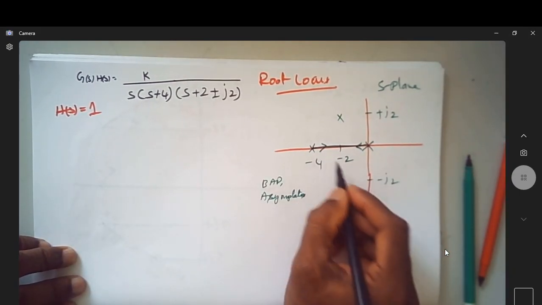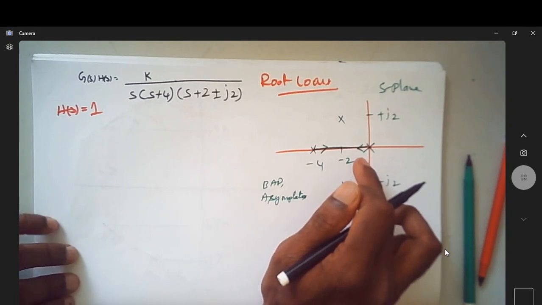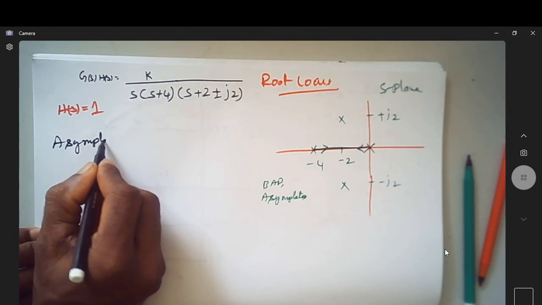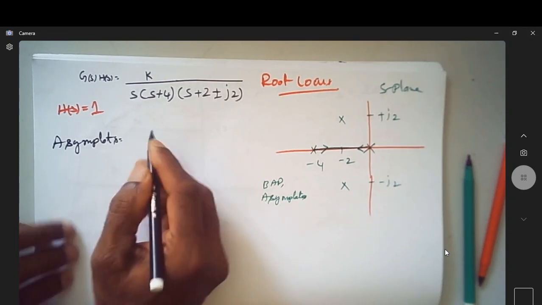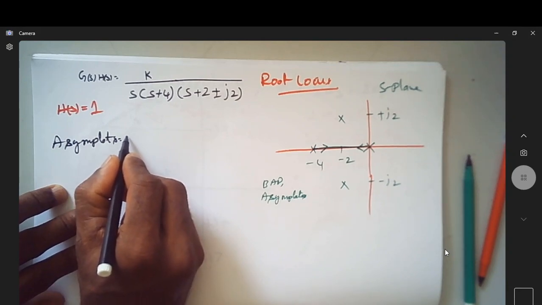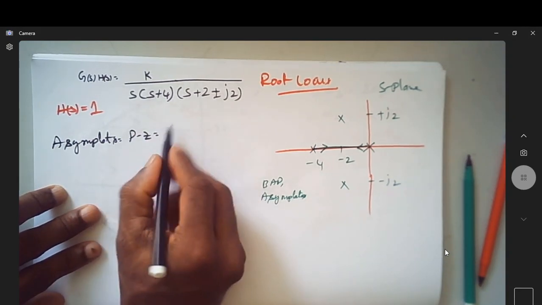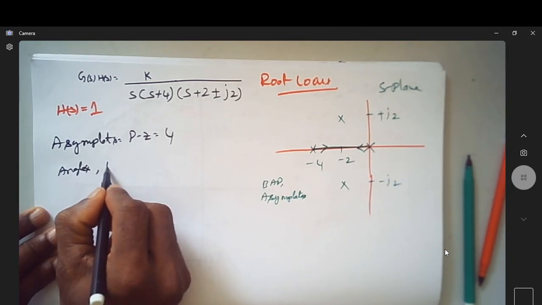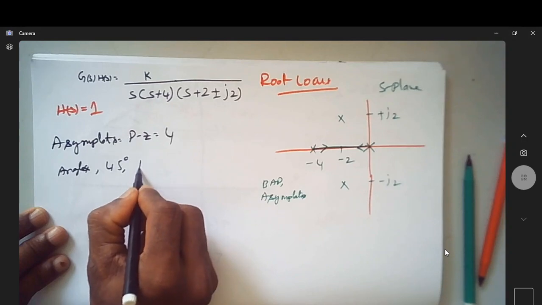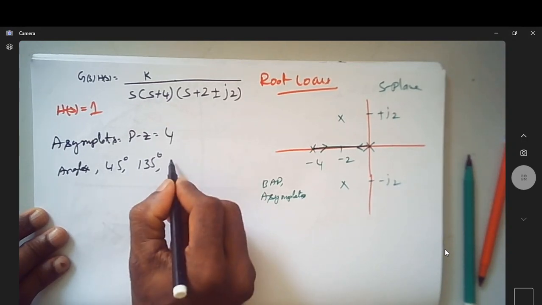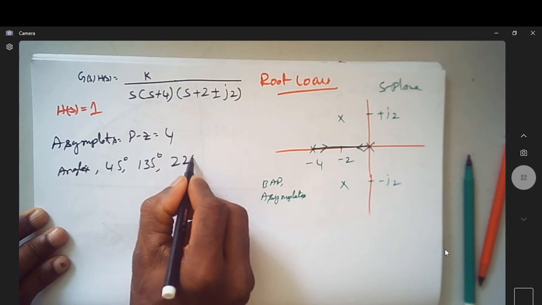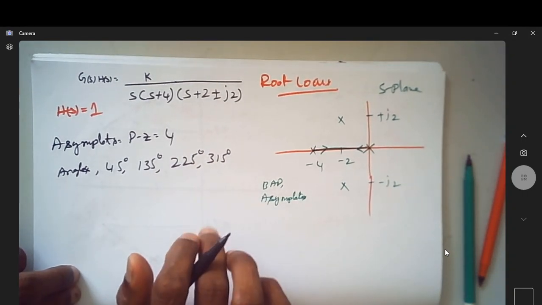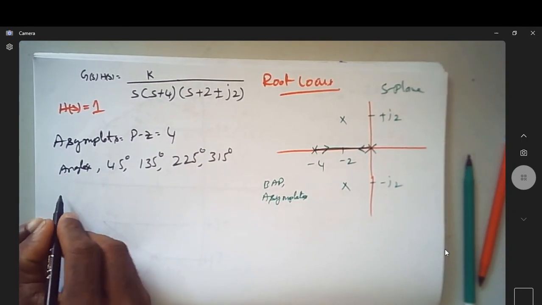The loci will start from the open loop pole positions. Looking at the asymptotes, the number is P minus Z, so the number of asymptotes is 4. Naturally, the angles will be 45 degrees for one of them, 135 for another, 225 degrees, and the next is 315 degrees. So these are the 4 asymptotes.